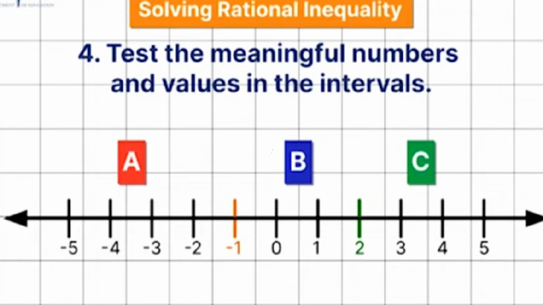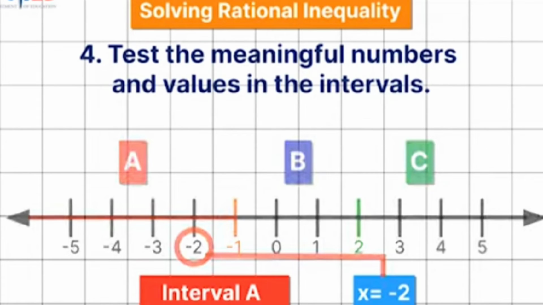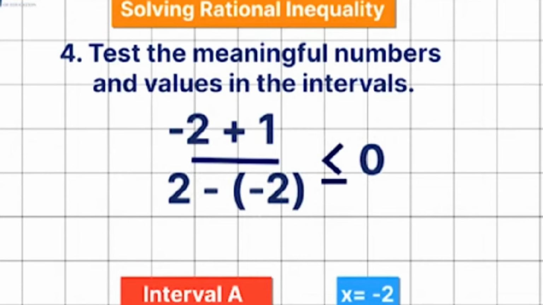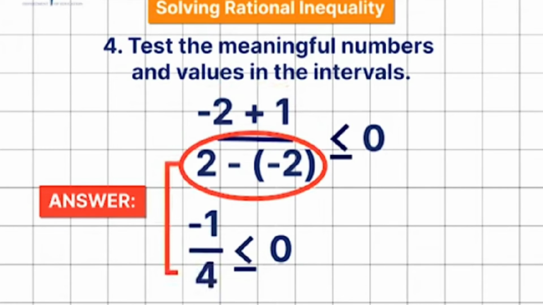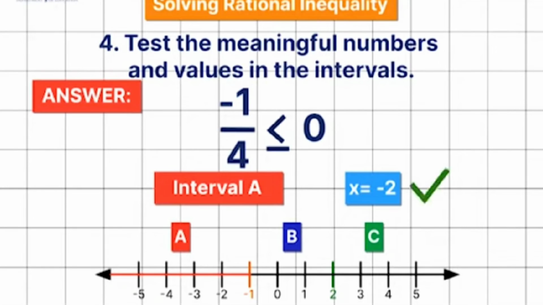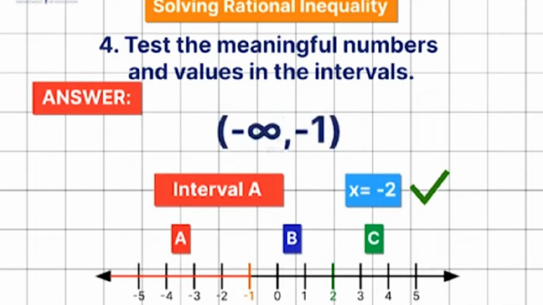The next step is to test values within the intervals. Let us take a value in the first interval, A. Let us take -2 and use it as the value of x in the inequality. This is -2 plus 1 all over 2 minus -2 is less than or equal to 0. -2 plus 1 is -1, while 2 minus -2 is +4, and -1/4 is less than 0. Then we say that the first interval, A, is a solution in the given inequality, that is the set of all real numbers less than -1.